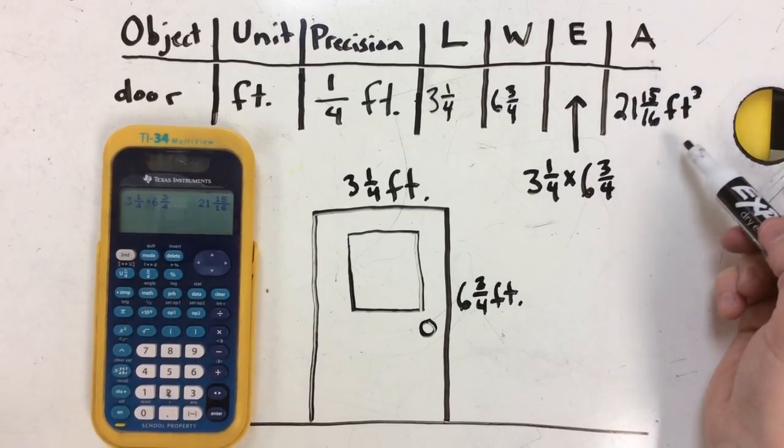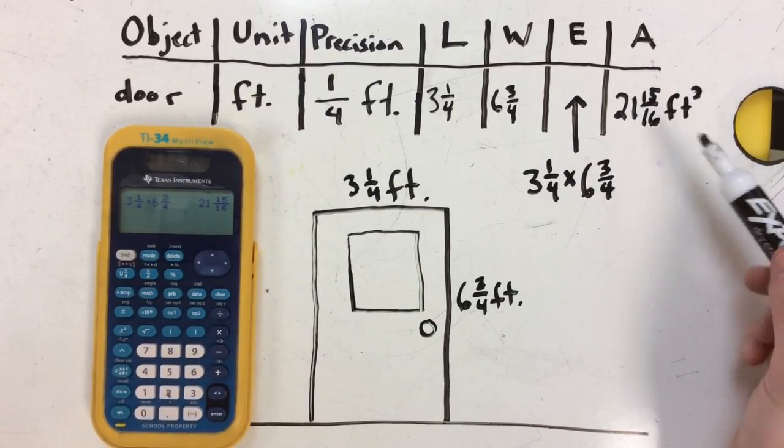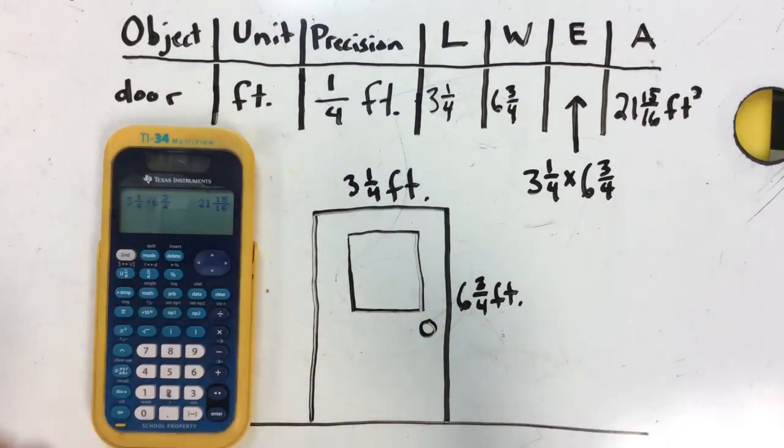In this case, we do need to include the units because the units are not included for area. So there you have it. Today, we're calculating the area of real-world objects. Have fun!